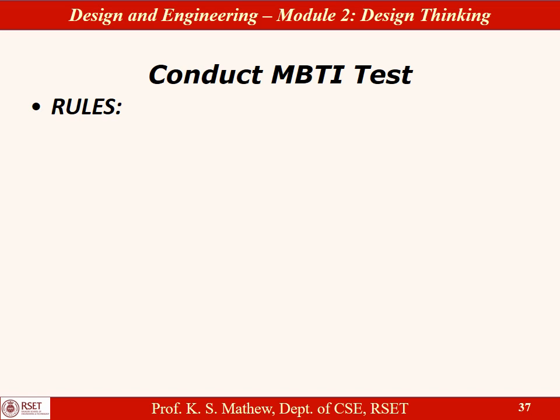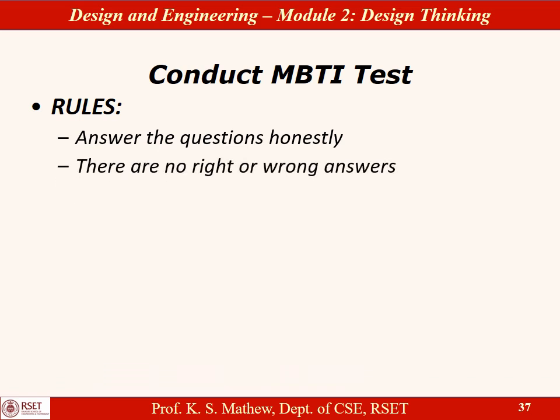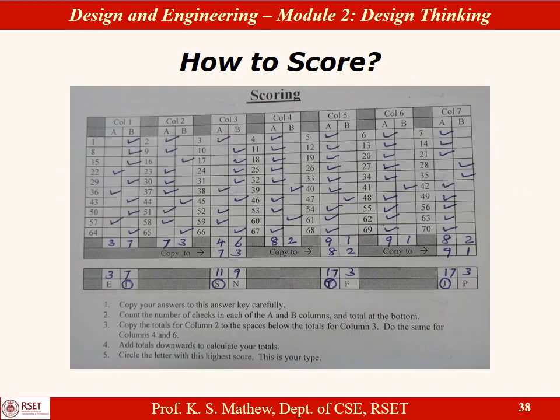So these are the rules to be followed while taking this test. Answer the questions honestly. There are 70 questions. Each question has 2 options, A and B. Answer the questions honestly. There are no right or wrong answers. Answer the questions as what you are right now and not what you would like to be in future, right?